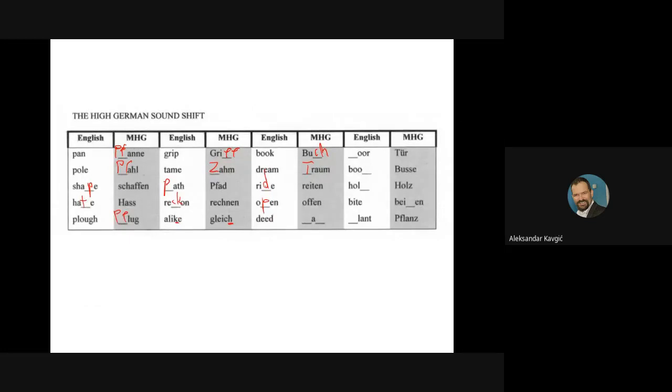This is open. Open gives you offen. Wait, I got a notification, but I don't know why. Something happened. Okay. So that's open, offen. And this one is really cool. You have the same sound at both the beginning and the end. So this is Tat. Yes, this is actually a noun, so it should be capitalized.